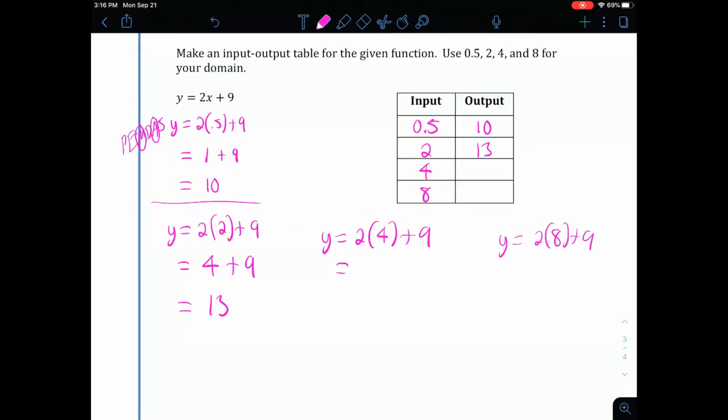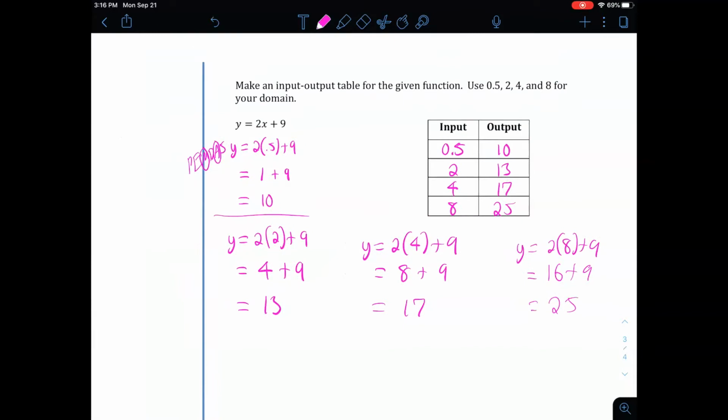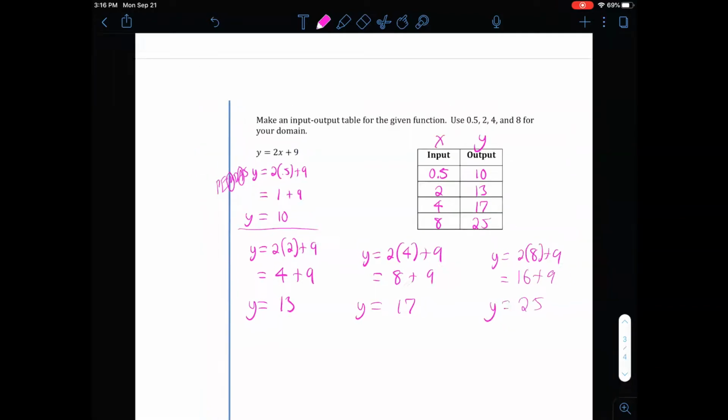All right, for 4, we got 2 times 4 is going to be 8, plus 9 is going to equal 17. Next one we got is 2 times 8, which is 16, plus 9, which equals 25. And there's your input-output table. All you got to do, take the inputs, plug them in for x, solve for y. Easy peasy. This is x and y.